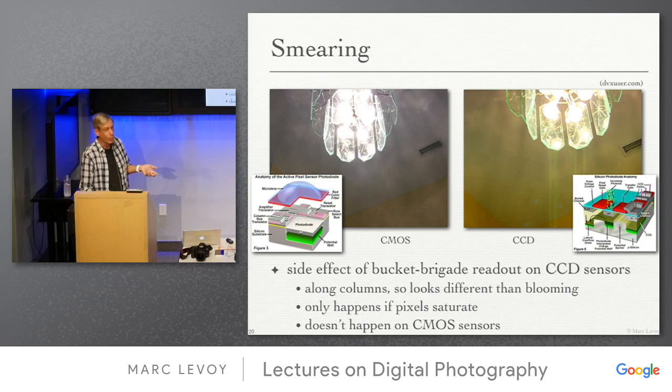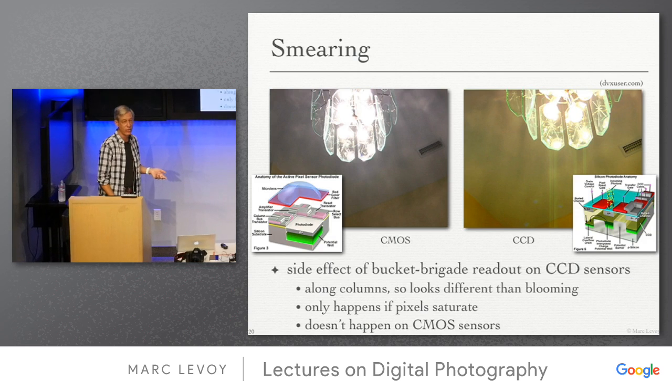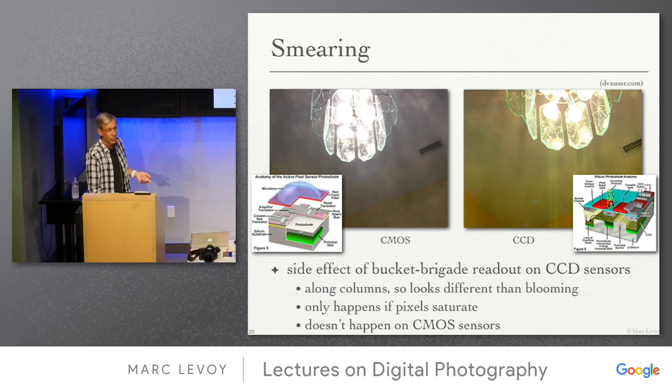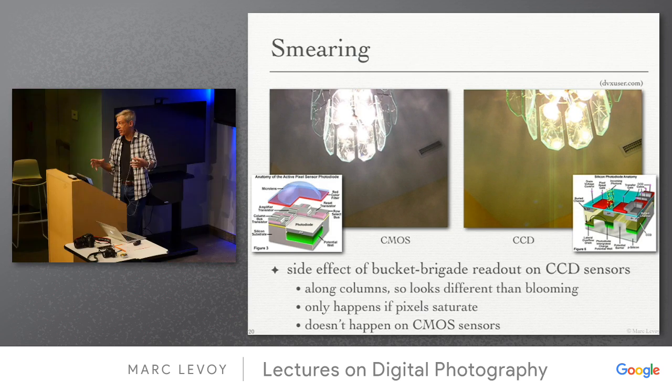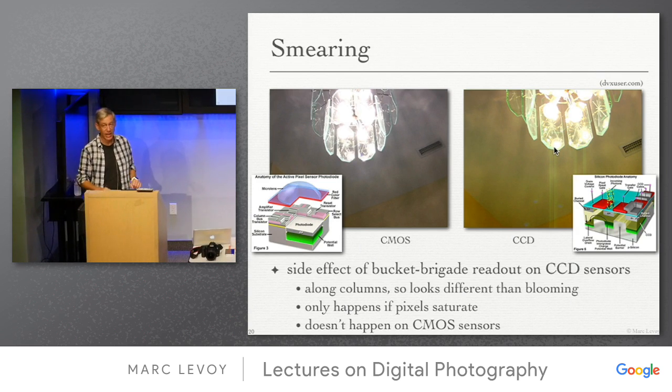So it doesn't work perfectly. And because it doesn't, if the electron wells are full, there's a tendency for that bucket brigade to slop over and to pollute the pixels on the way down the column. That's called smearing. It only happens on CCDs. It does not happen on CMOS because of the way it's read out directly onto a line.